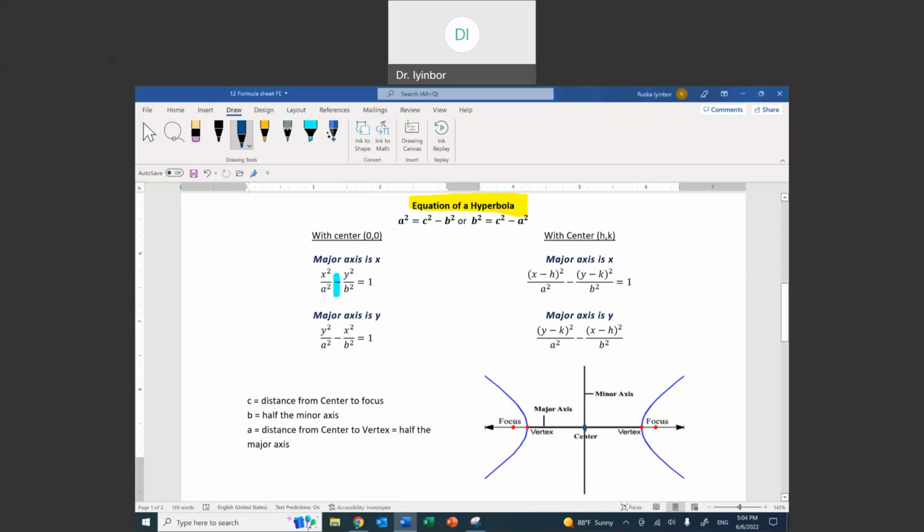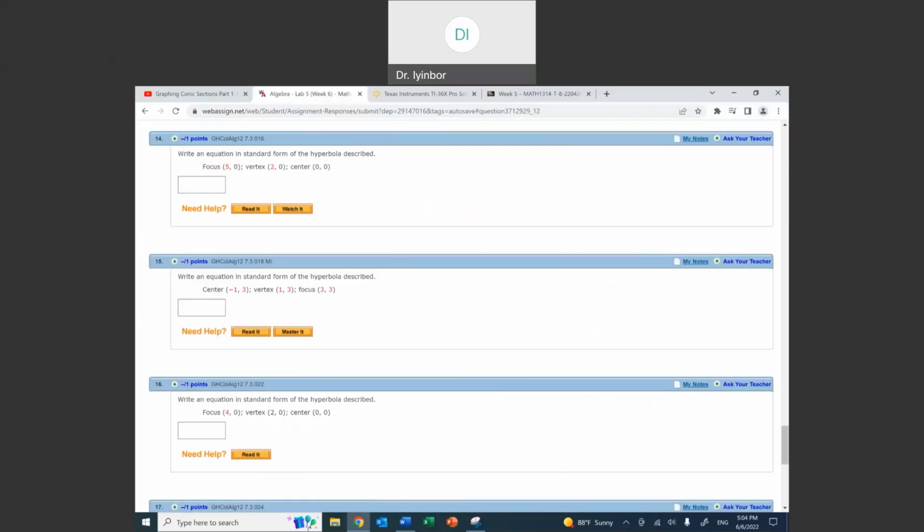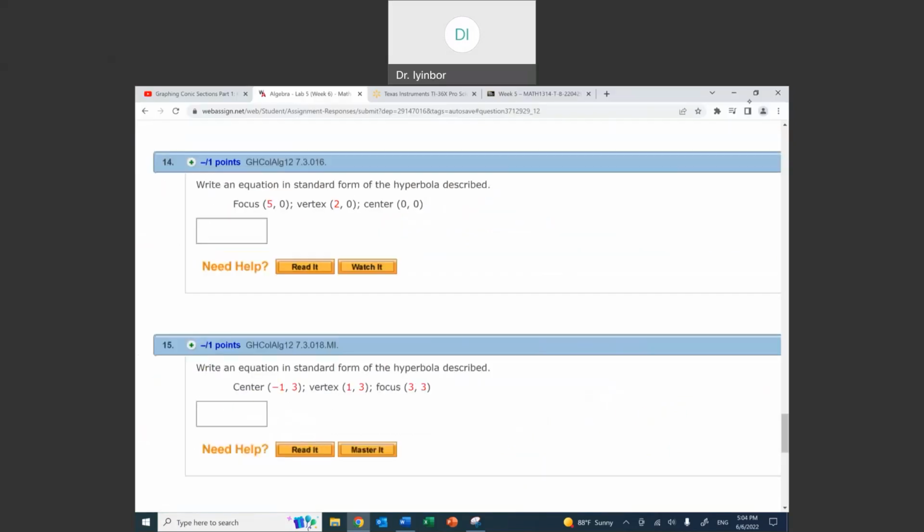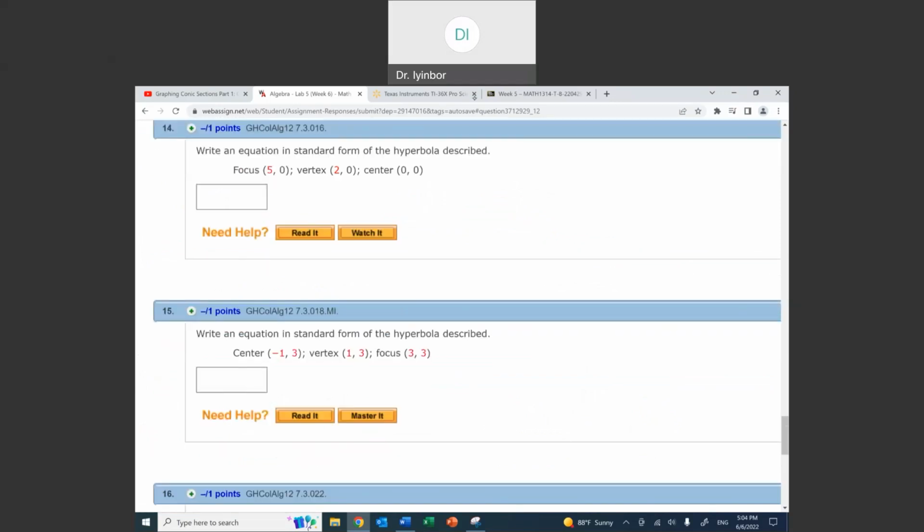Okay, next one. Let's go ahead and start with number 4. So here we have the center is 0, 0. We are given a focus and a vertex. So which coordinate is changing? Obviously, the x coordinate is changing because the first numbers are different. The second numbers are 0, 0, 0, all of these three points actually. The x coordinate is changing. So that means the major axis is x.